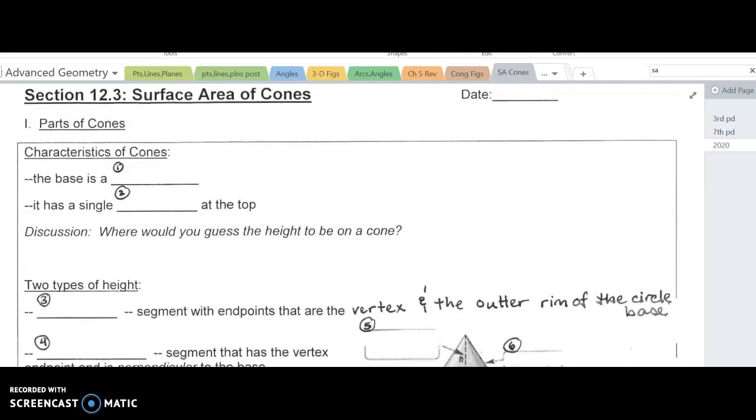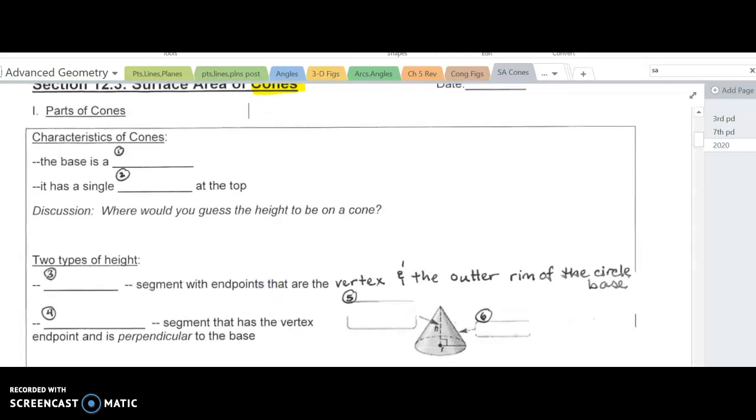Okay, so today we're going to start a new shape. We're going to start today with cones. And so I want you to take a minute and pause and look at the beginning of this note packet and see how many of these blanks you think you can come up with. And then we'll come back and fill them in just a second.